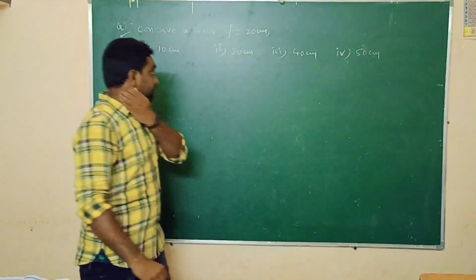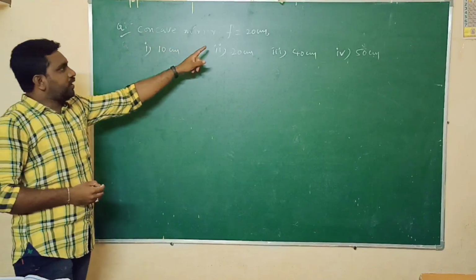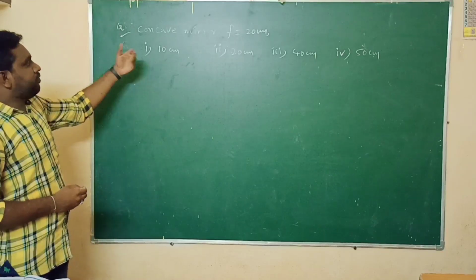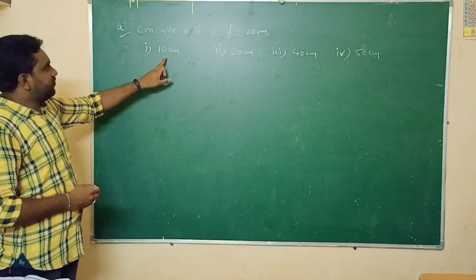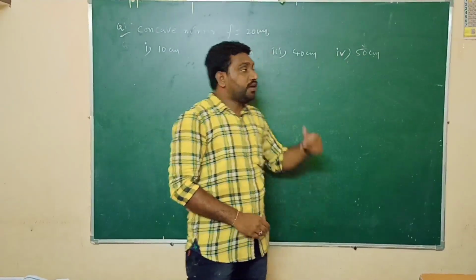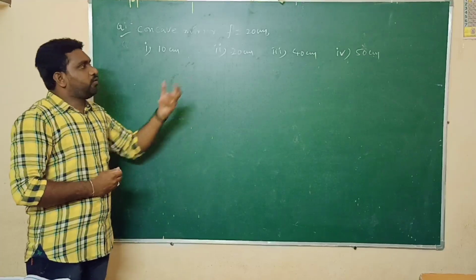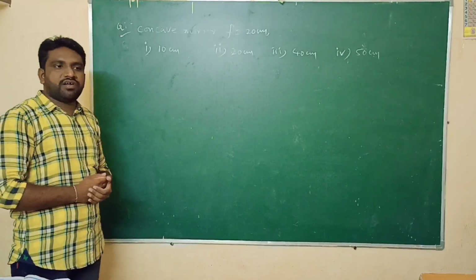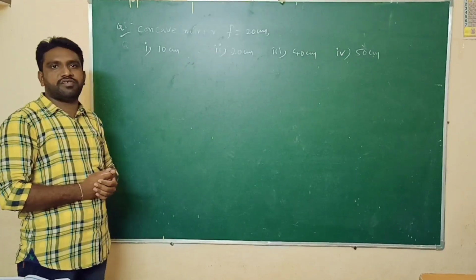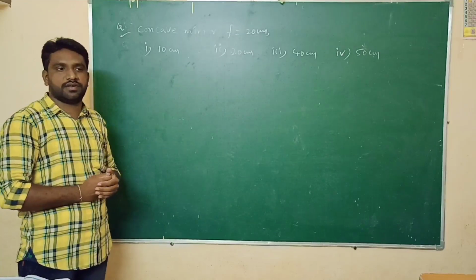So this is the question. I am repeating the question once again. Try to understand the question. A concave mirror of focal length 20 centimeters. An object is placed at the following distances: 10 centimeters, 20 centimeters, 40 centimeters, and 50 centimeters in front of this concave mirror. They are going to ask, write the nature of image in all 4 cases. This question will come for 4 marks.